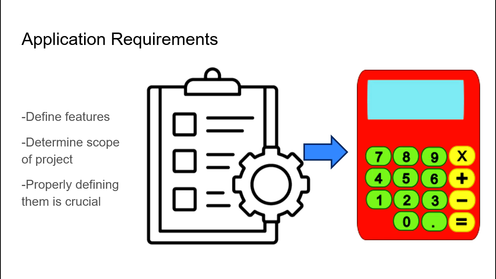To design and develop applications, the first thing you need is to define the requirements, which are a series of specifications that determine what functionalities the applications or software must perform and what features they must include. The requirements are like the blueprints that define the scope of the project.